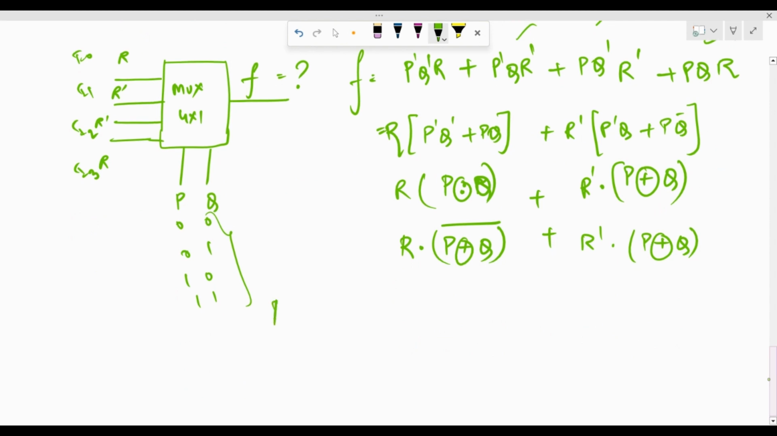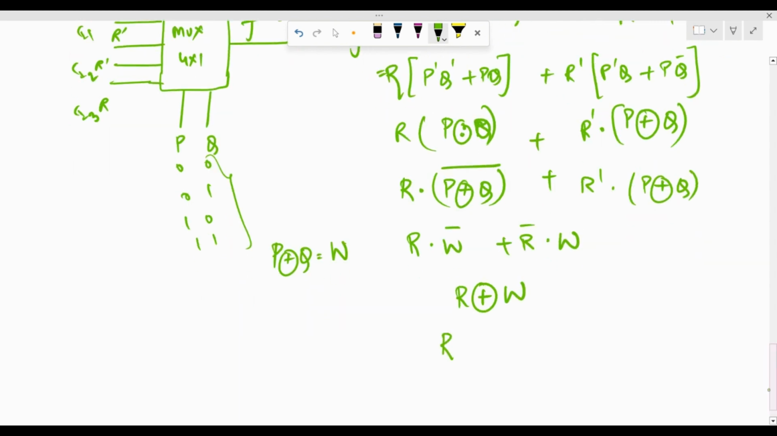So if I consider p XOR q to be, say, some w, for example, then I can write this expression as r w dash plus r dash w. So this is again an XOR expression. So it is XOR between r and w. Now let me rewrite the w here. So that is r XOR p XOR q. So the solution to this problem is F is actually p XOR q XOR r.